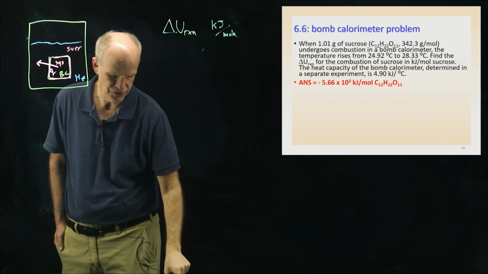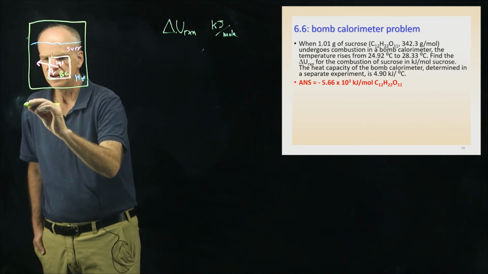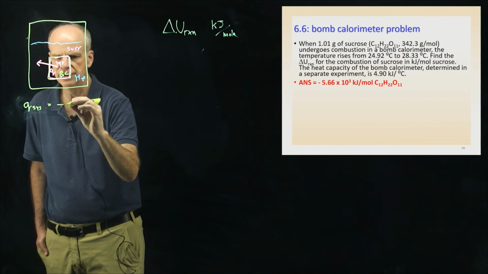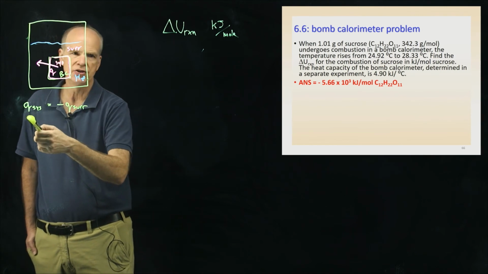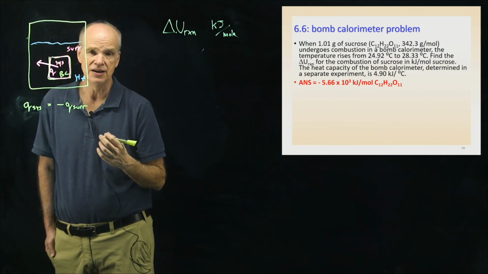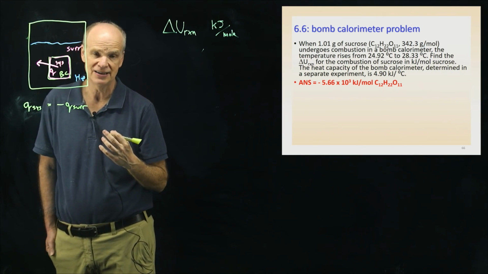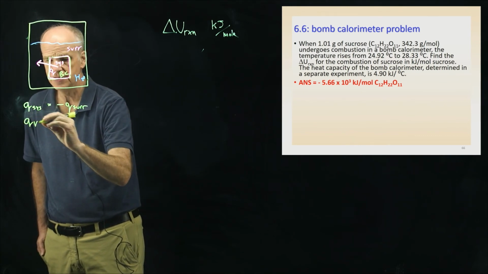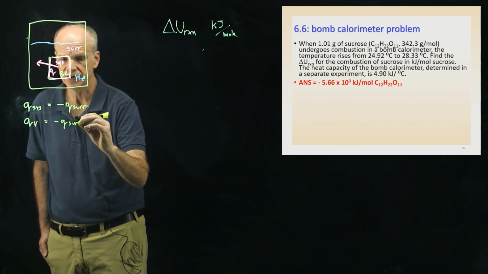Okay, so let me write a few useful equations here. In general, we can always say that the heat of the system is going to be equal to the negative heat of the surroundings. So what is the heat of the system? Well, you might remember from the previous slide that the heat of the system is the heat being produced by the reaction at constant volume. So I'm going to write Q_V is equal to negative Q of the surroundings.